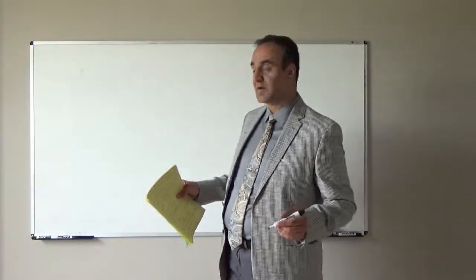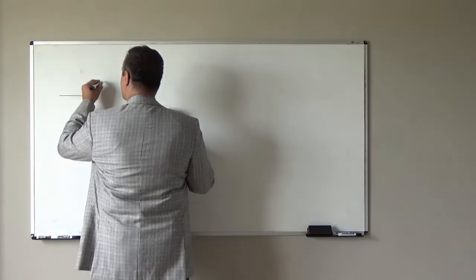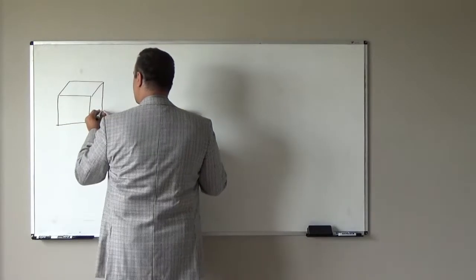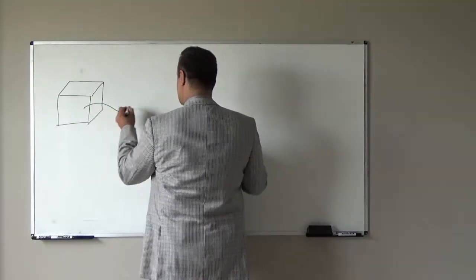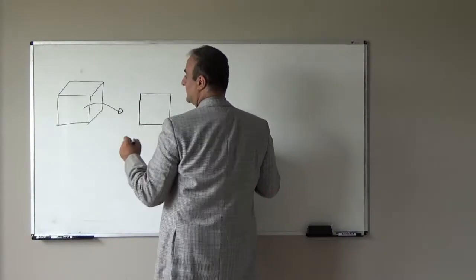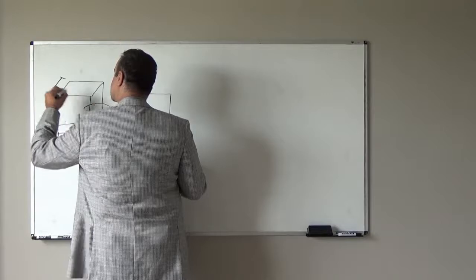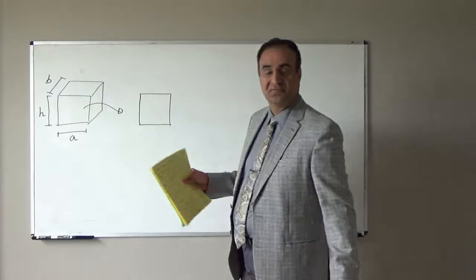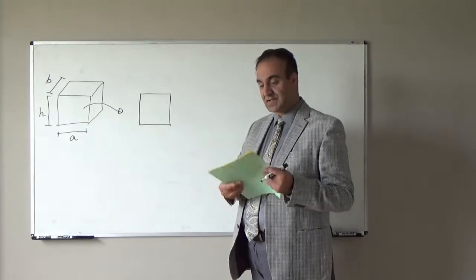Assume we have a block of soft material. Assume the material is rubber. If I show this in 2 dimensions, it will look like this, and assume this length is A, this side is B, and the height is H. So we have a block of rubber, a soft material.